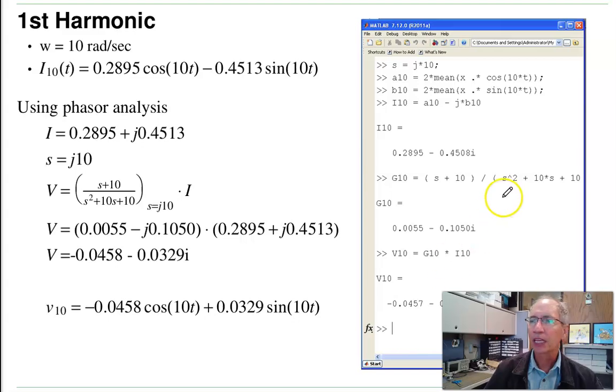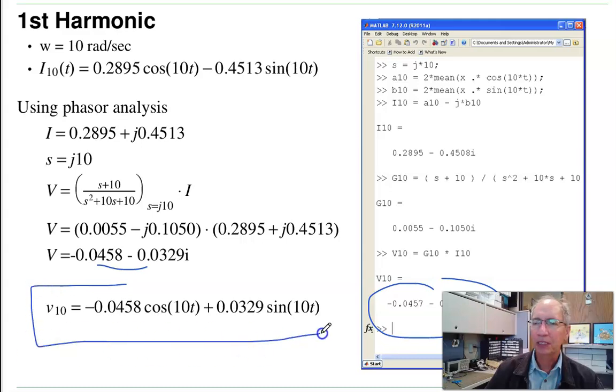Second part of the solution, at 10 radians per second. Here's my frequency, s equals j10. Find the cosine term, find the sine term. In phasors, the phasor representation for a sine wave is the real part's cosine minus j is sine. So there's the phasor representation of the current. Here's the gain. Find the gain at 10 radians per second. Gain times input is output. There's my voltage. And what that means is this is my voltage at 10 radians per second. Real part's cosine minus j is sine.